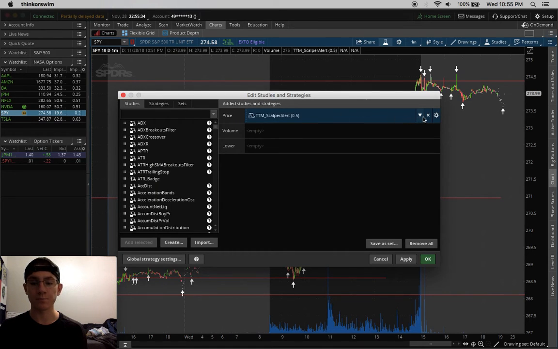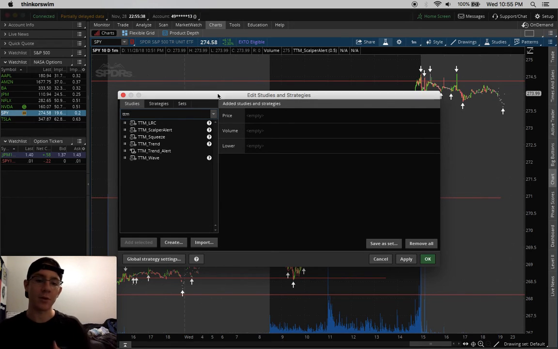You go to studies, and you go TTM, and you can see the TTM LRC, TTM Scalper Alert, TTM Squeeze, Trend Alert, and Wave. I think the Trend Alert is one that I made. I forget. I programmed one. Maybe I named it different. TTM Scalper Alert is the one that we're going to look at.